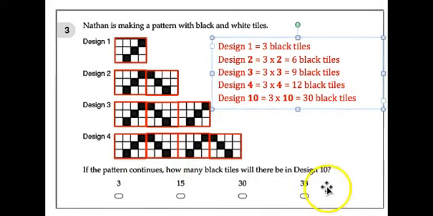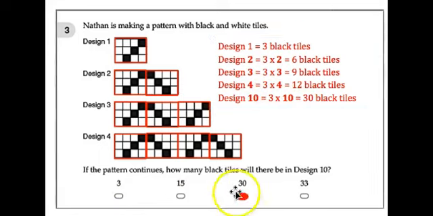So if the pattern continues, how many black tiles will there be in design 10? Well, design 10 will have 3 times 10, which is 30 black tiles. And so we can circle 30 black tiles in design 10.